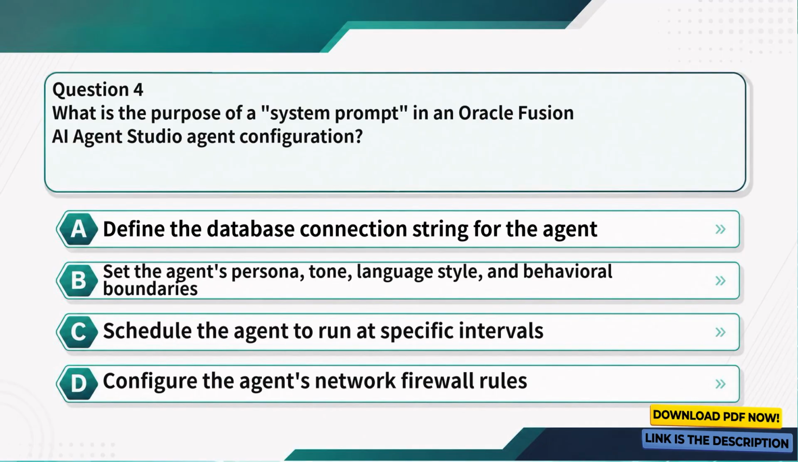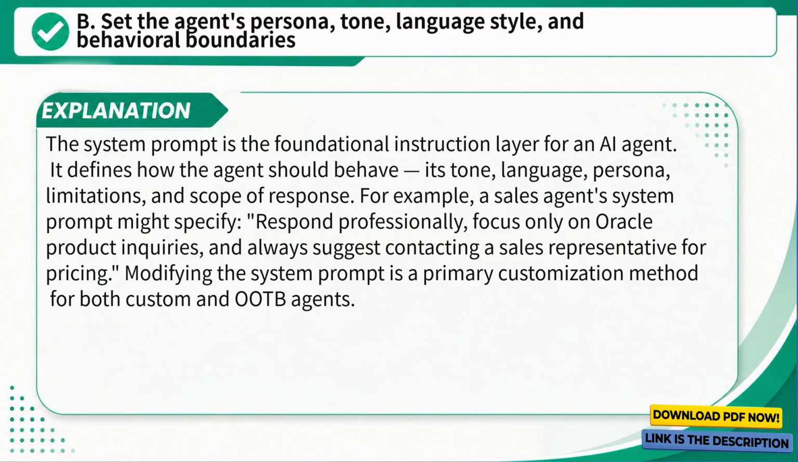Question 4. What is the purpose of a system prompt in an Oracle Fusion AI Agent Studio agent configuration? A. Define the database connection string for the agent. B. Set the agent's persona, tone, language style, and behavioral boundaries. C. Schedule the agent to run at specific intervals. D. Configure the agent's network firewall rules. Correct answer. B. Set the agent's persona, tone, language style, and behavioral boundaries.